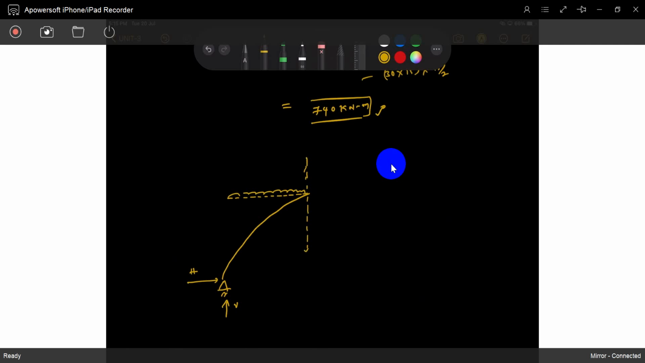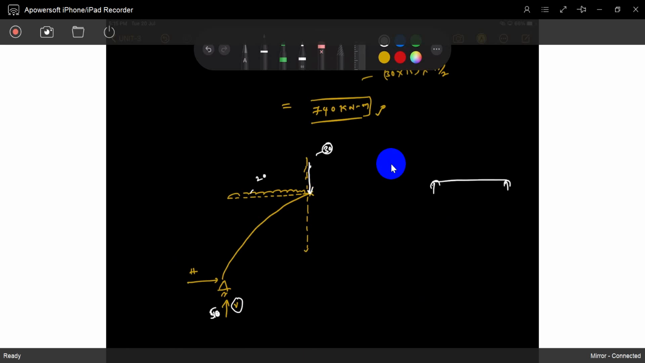At that point it has some shear. What is that shear? It is V minus the load. Say some load is there. If V is 50 and the load is 20, what is the shear? It will be 30. That is the shear, you know.